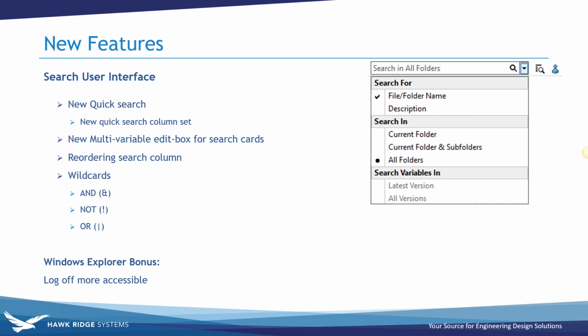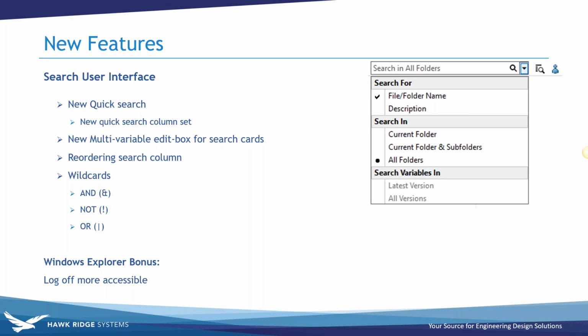You can type in it, you can search for different things. I'll show you that, but it also comes with a new quick search column set for your results. You can reorder those search columns. There are wildcards now that you can put in there, as well as your search operators, the and, or, not. So those are really speeding up our searches. And then there's also a new multi-variable edit box for search card that I'll show you.